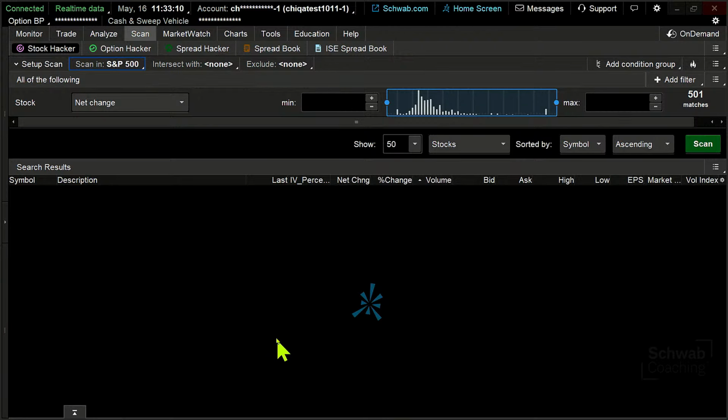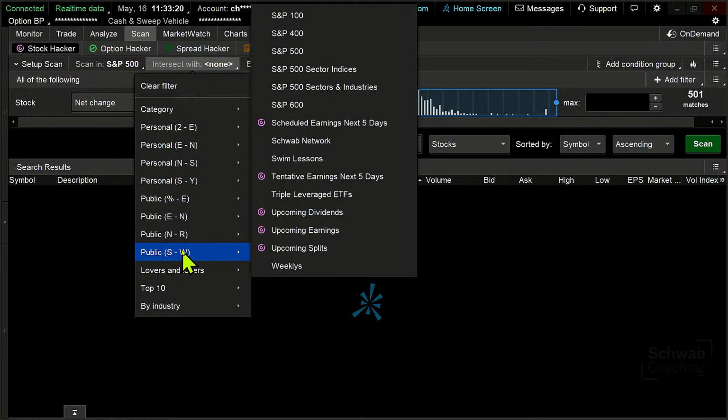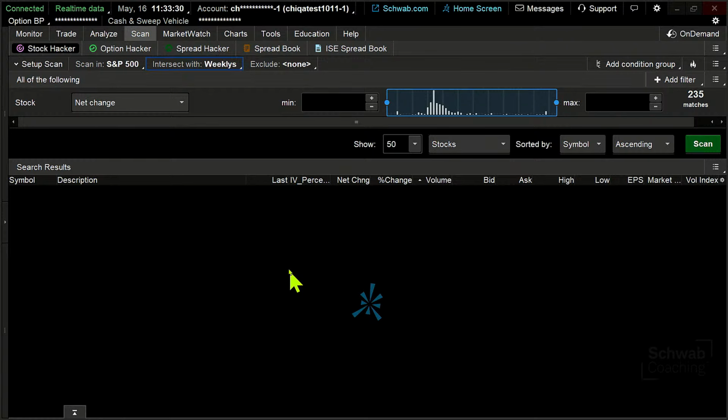Now, the other thing I'm going to do, not as a guarantee that these are going to be liquid stocks, but I'm going to come up here where it says intersect with, and I'm going to intersect with the publicly available watch list of companies that offer weekly options. We're not going to trade the options at this point, but I want to be in that neighborhood where, if that were the case, these have weekly options, which are generally a little bit more liquid. So we're filtering S&P 500, intersecting with weekly.